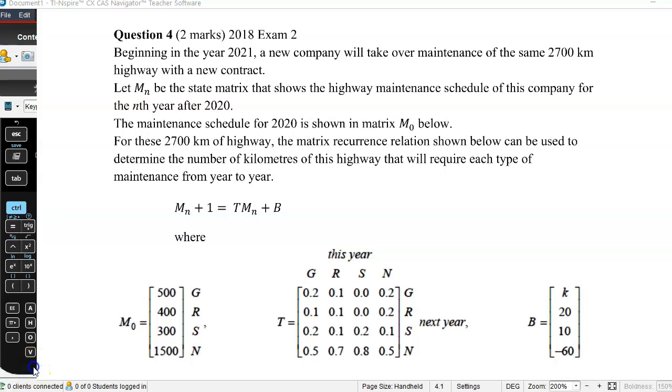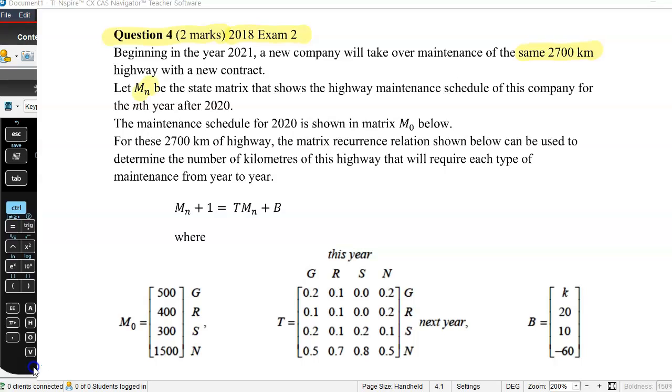So let's look at an extended response question. This one's from the 2018 Exam 2. Question 4. Beginning in the year 2021, a new company will take over the maintenance of the same 2,700 kilometres highway with a new contract.